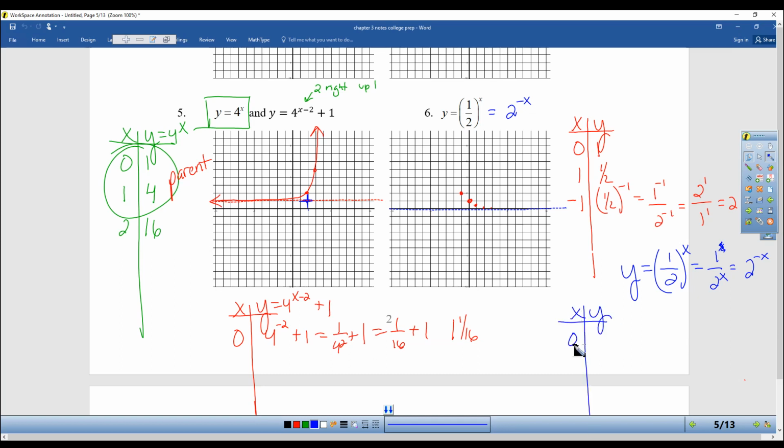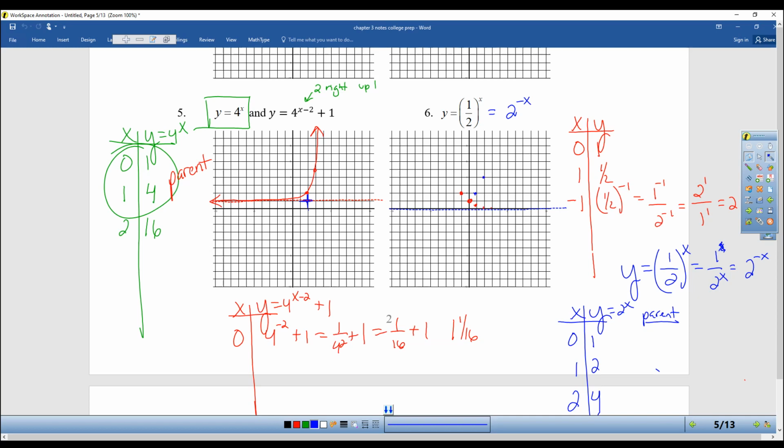So 0, anything to the 0 power. So this is just parent graph. Always do the parent. Don't worry about the negative. Anything to the 0 power is 1. 2 to the 1 is 2. 2 squared is 4. So this graph would have points at 0, 1, 1, 2, and 2, 4.